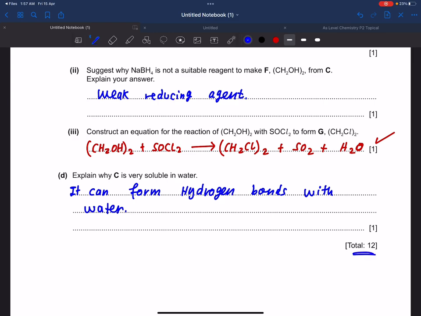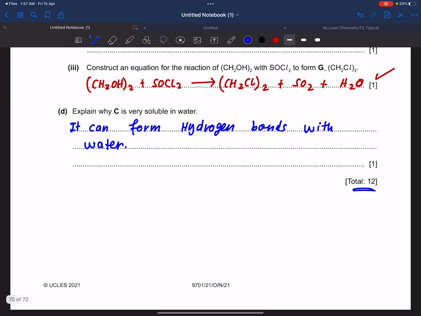So this is a 12-mark question. This whole paper is done and dusted. So this is done here. I think we finish it within an hour. So that's it. I hope you understood.